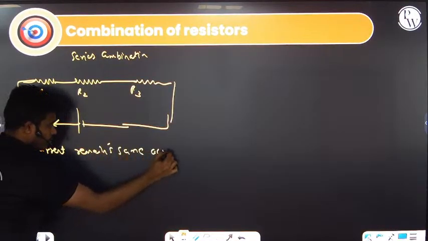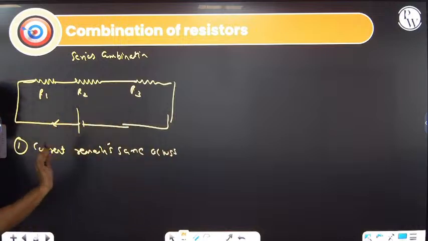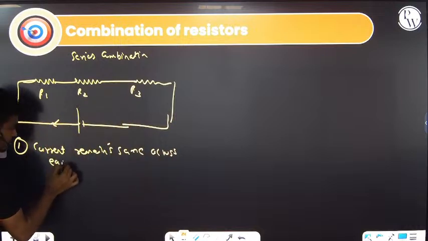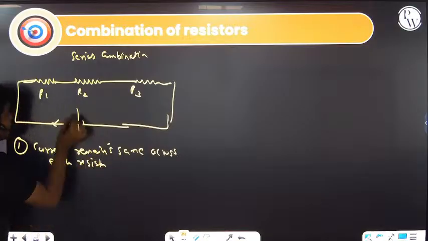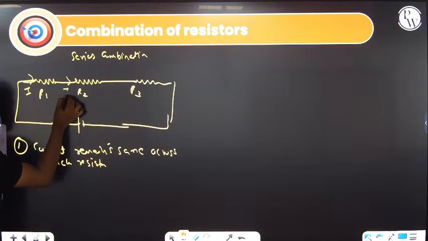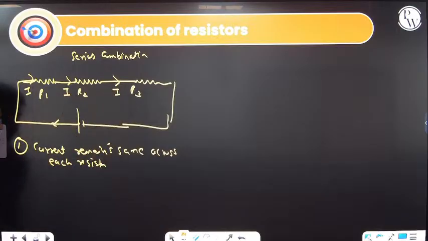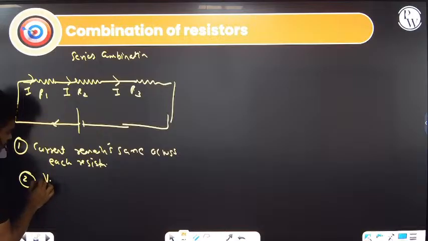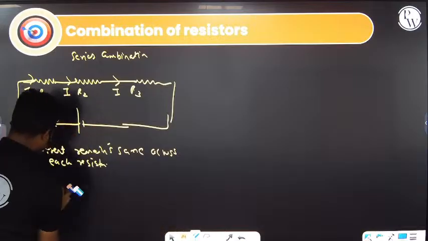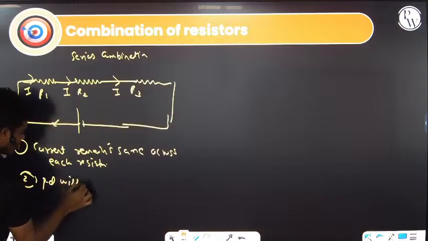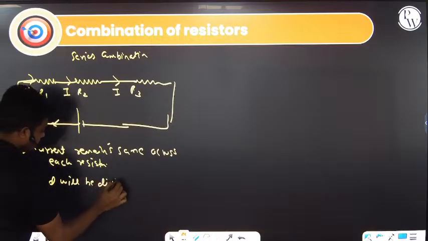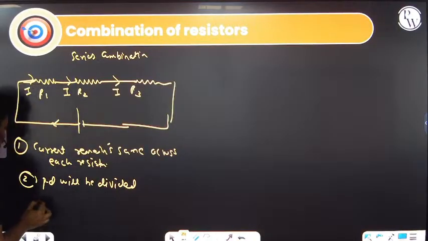Current remains the same across each resistance, not only for this chapter but for any chapter, the AC chapter also, where you will be using this. Whatever current is flowing across this, I, the same current will flow across this, I, and the same current will also flow across this. Next, the potential difference V will be divided as per the value of the resistance. Third, what is the equivalent resistance?